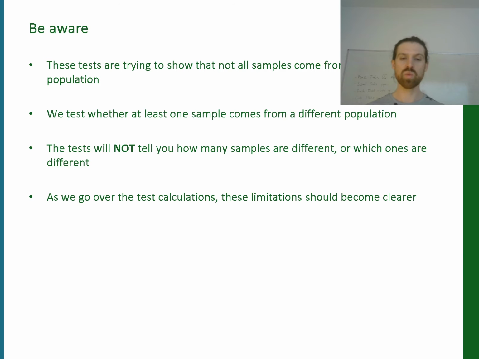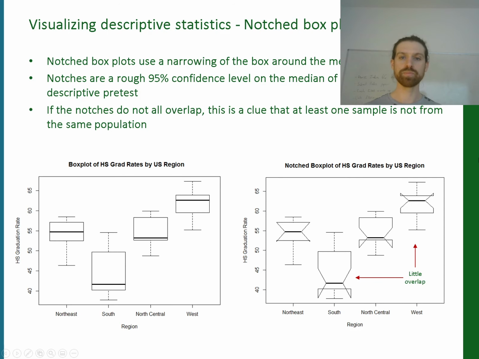So we're testing whether at least one sample comes from a different population. The tests don't tell you how many samples are different. They don't give you any indication as to which populations they're from. They just give you this very specific understanding about the source of the data from different populations. Okay, so hopefully these limitations will become more clear as we progress through the lecture today.